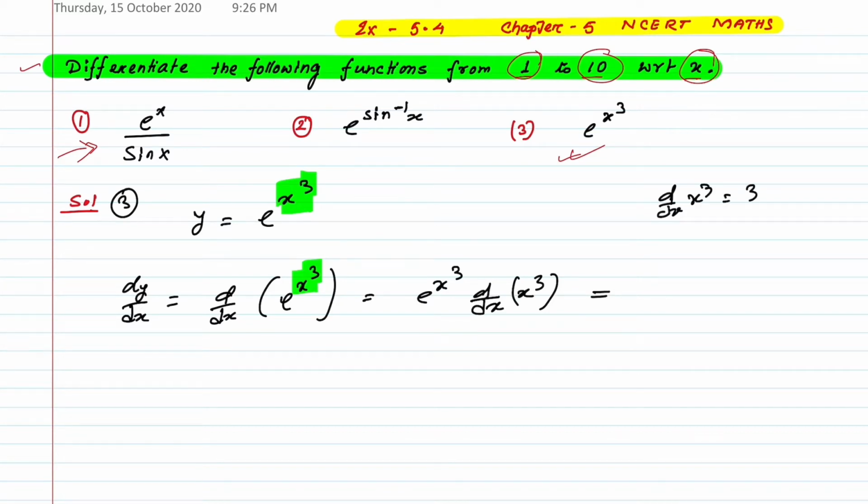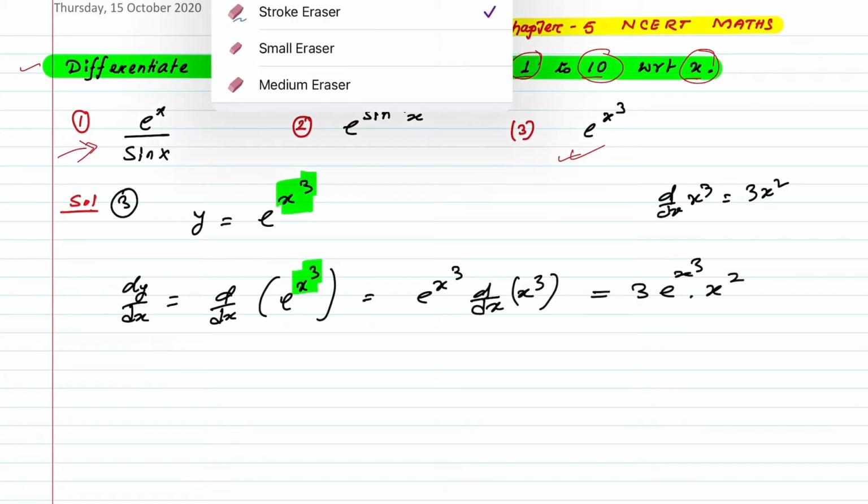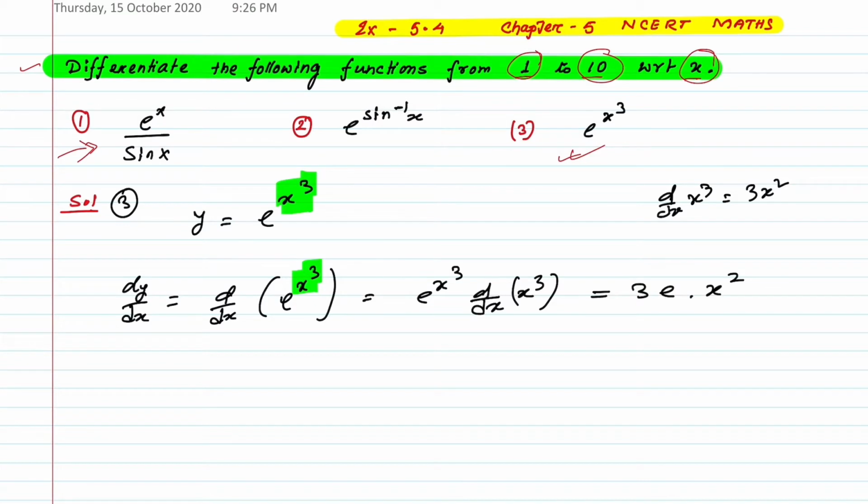and derivative of x cube is nothing but thrice x square. So here our answer will be 3 e to the power x cube into x square. So this is our result. Hope you have understood this. Let me write here x cube. So this is the result of the third one. Now let's move on to question number 4.